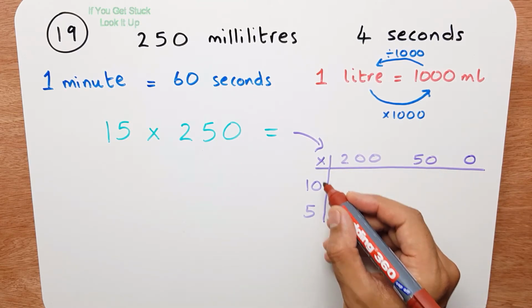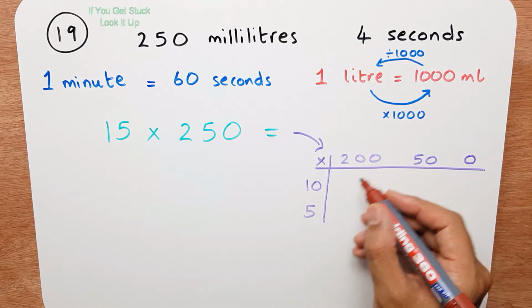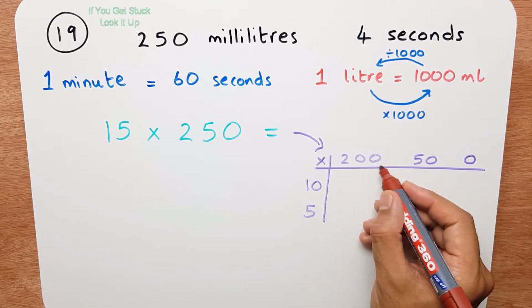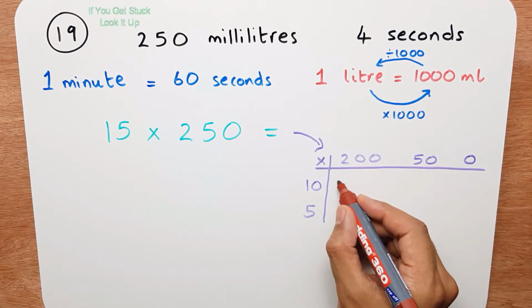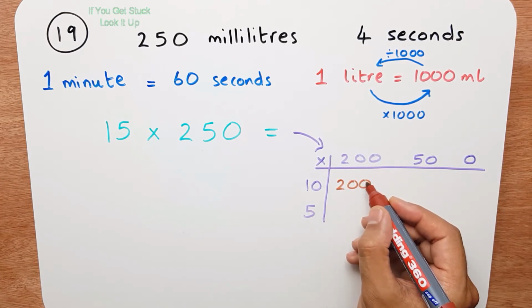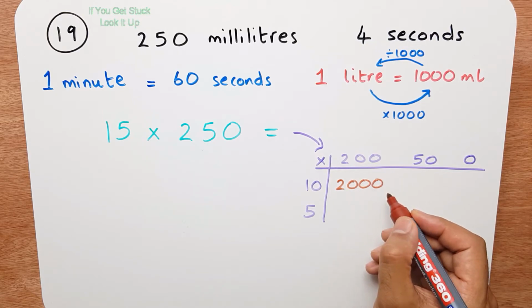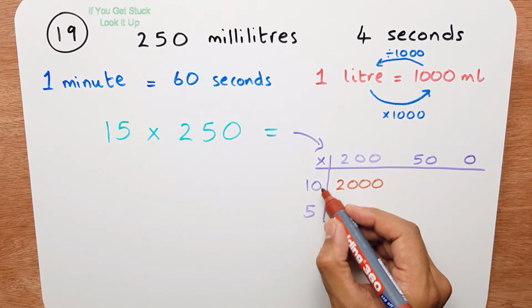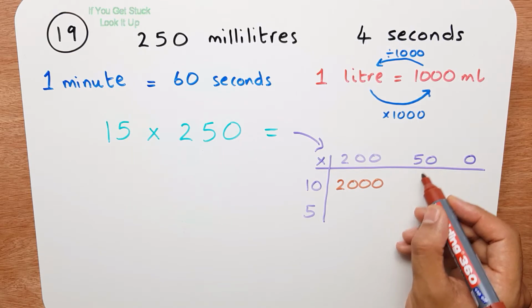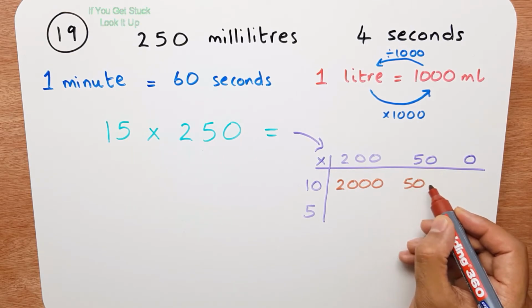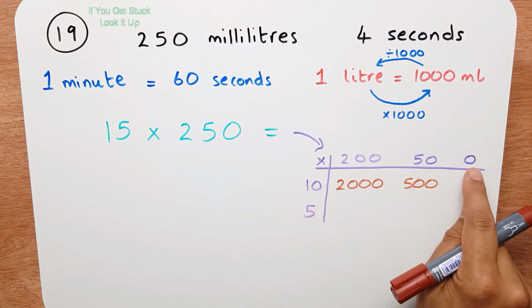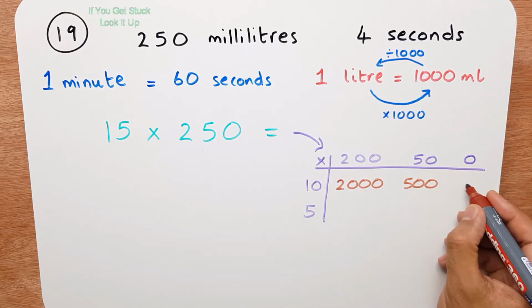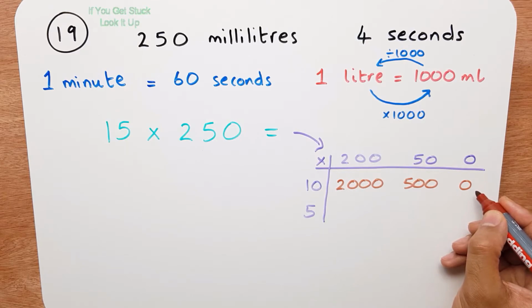Now it's 10 times 200, and the rule for multiplying a whole number by 10 is you simply add a 0. So let's write 200 down, and we add a 0, so that becomes 2000. 10 times 50, so we write 50 down and add a 0, and 10 times 0. So anything times 0 is always 0.